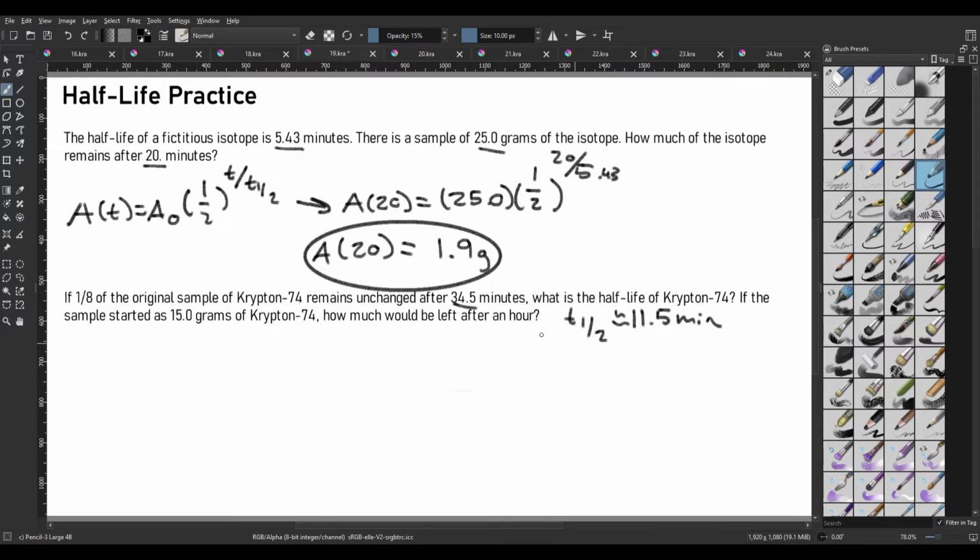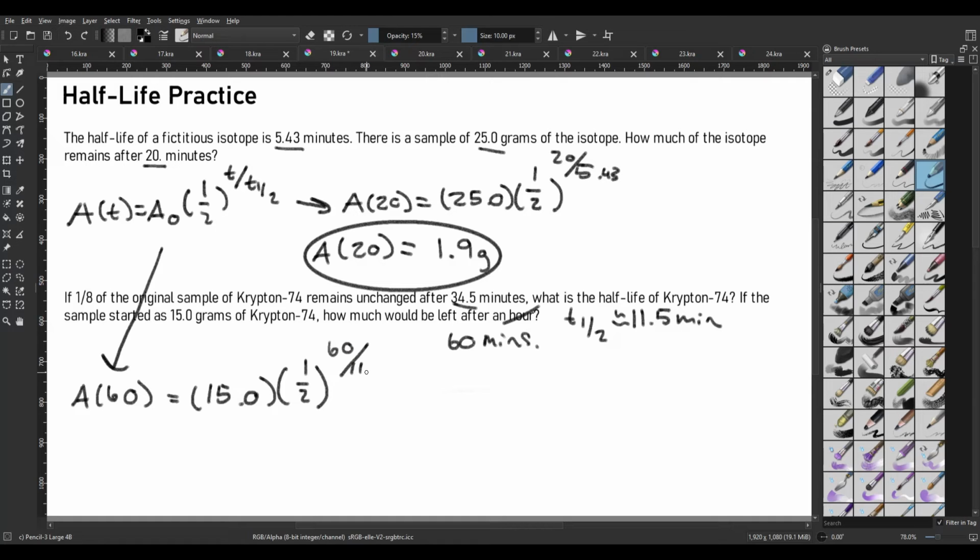Because the half-life is in minutes, we're going to turn this into 60 minutes. This is of Krypton 74. So A of 60, I'm just going to draw an arrow down here. We're using the same equation here. A of 60 is equal to the initial amount, 15.0, times 1/2. The elapsed time is going to be 60 minutes over 11.5.